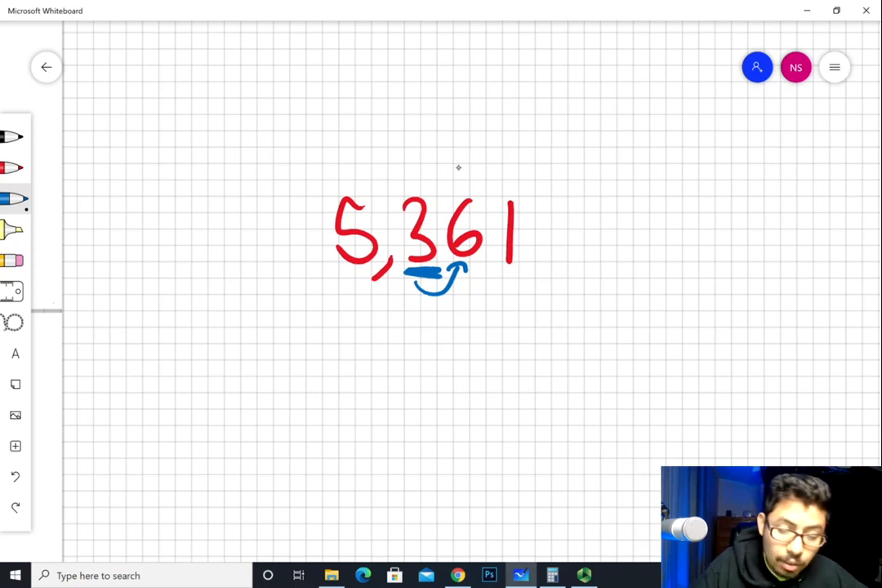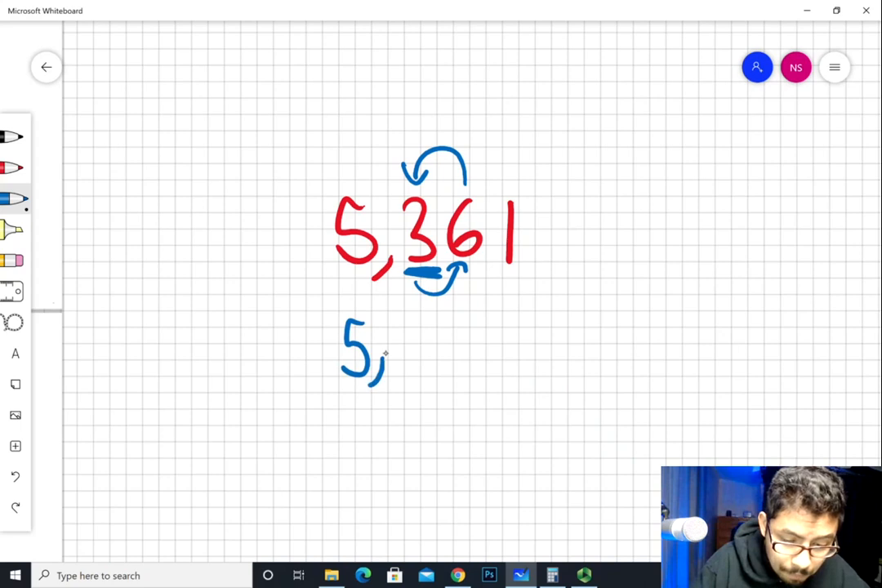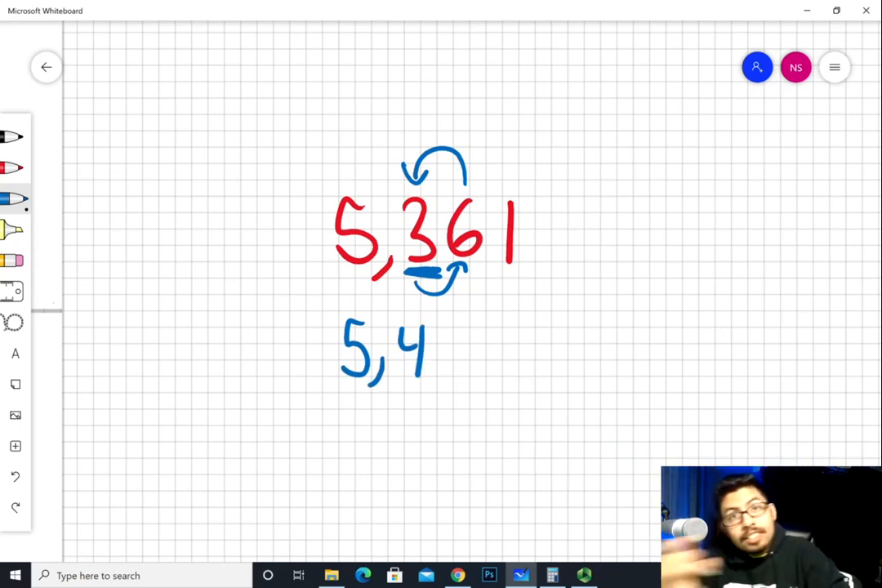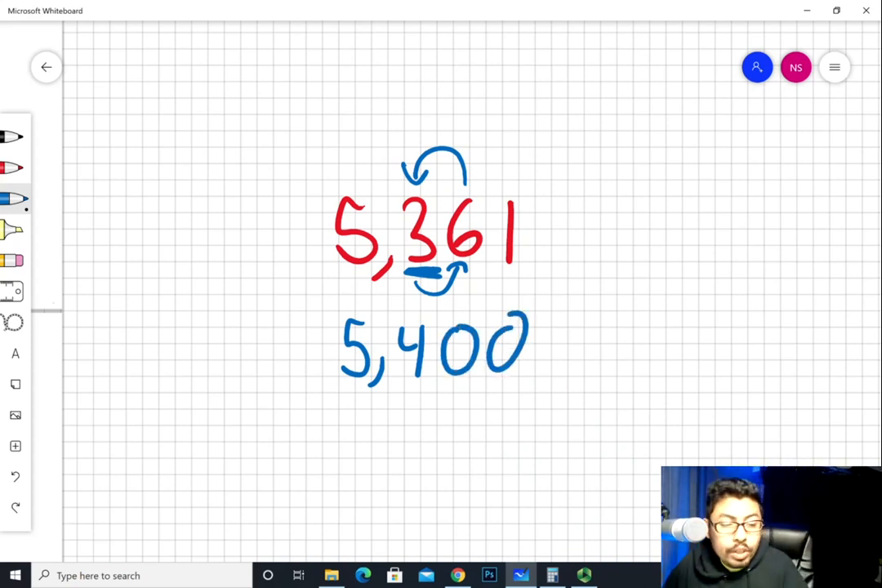It's a 6, which means I come back here and this 3, this 100 spot, doesn't stay the same, because that would have been my 1 to 4 rule. The 5 to 9 rule tells me that the 100 spot needs to increase by 1, which means this 3 gets converted to a 4. And just like before, everything to the right after that place value just turns to 0. 5,361 is 5,400, rounded to the nearest hundreds, obviously.